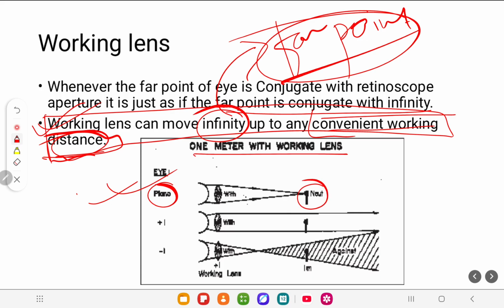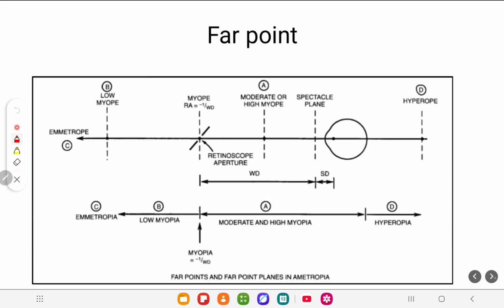The far point is at 1 meter, since this eye is already minus 1 diopter myopic, isn't it? If you put plus 1, then the far point goes to infinity, isn't it? So if you put minus 1, then what happens? It's already minus 1, and then you add another minus 1, and the far point becomes even closer, isn't it? So that's why you have to understand the concept of far point.